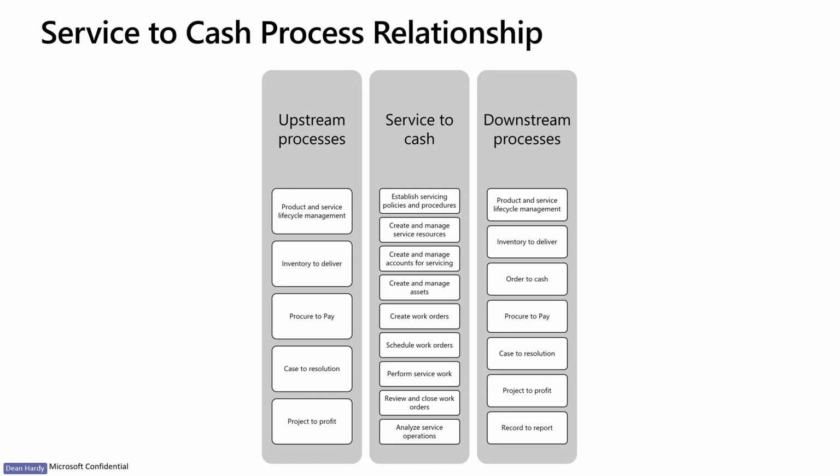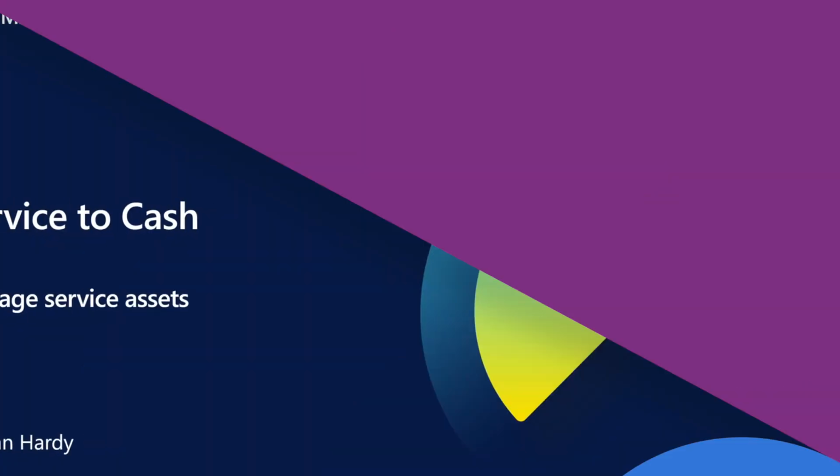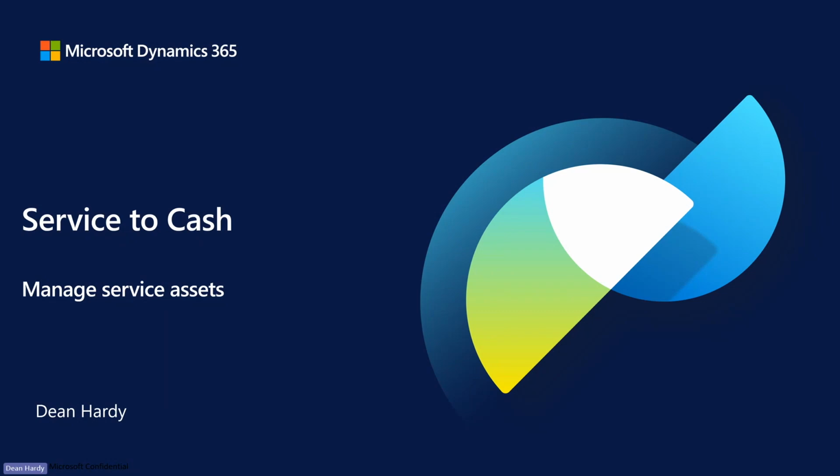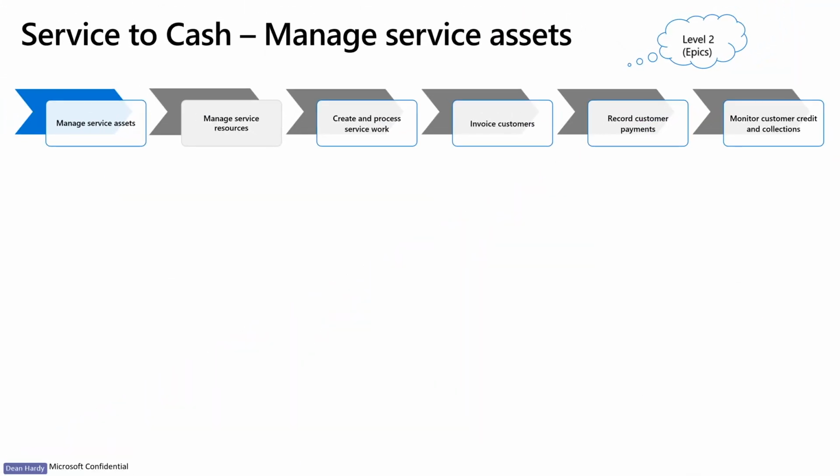Now let's dive into more detail on the service to cash process. We'll begin with the manage service assets process area. As you recall, manage service assets is one of the 6 process areas within service to cash. That's level 2 in the solution architecture framework and will correlate with epics and workshops in an implementation project.